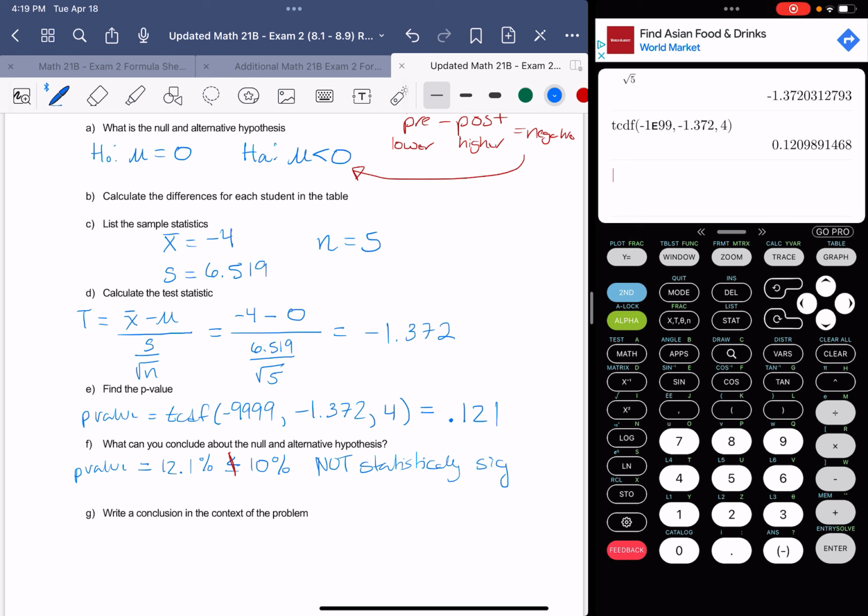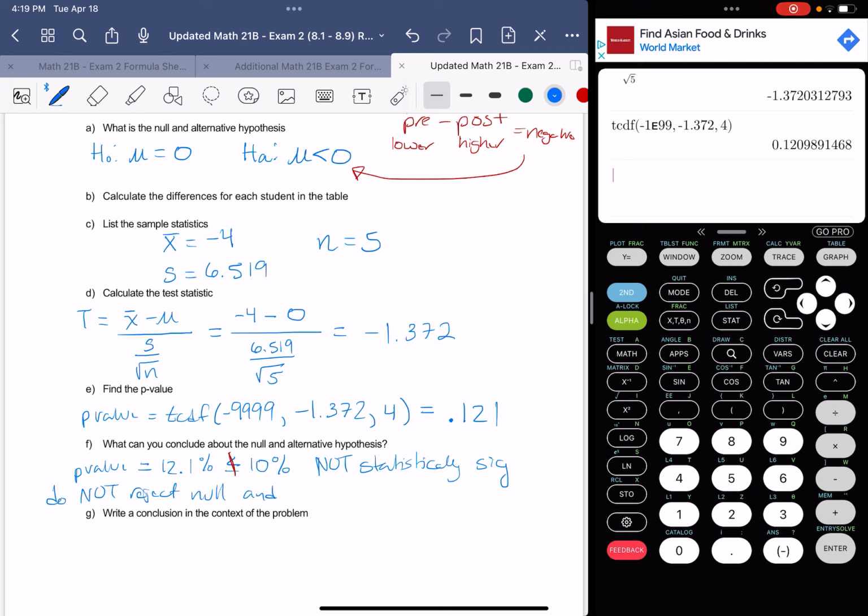Tell me, what do we do with the null and the alternative? We do not reject the null. Do not reject the null. And what? Do not support the alt. And do not support alternative. Good.